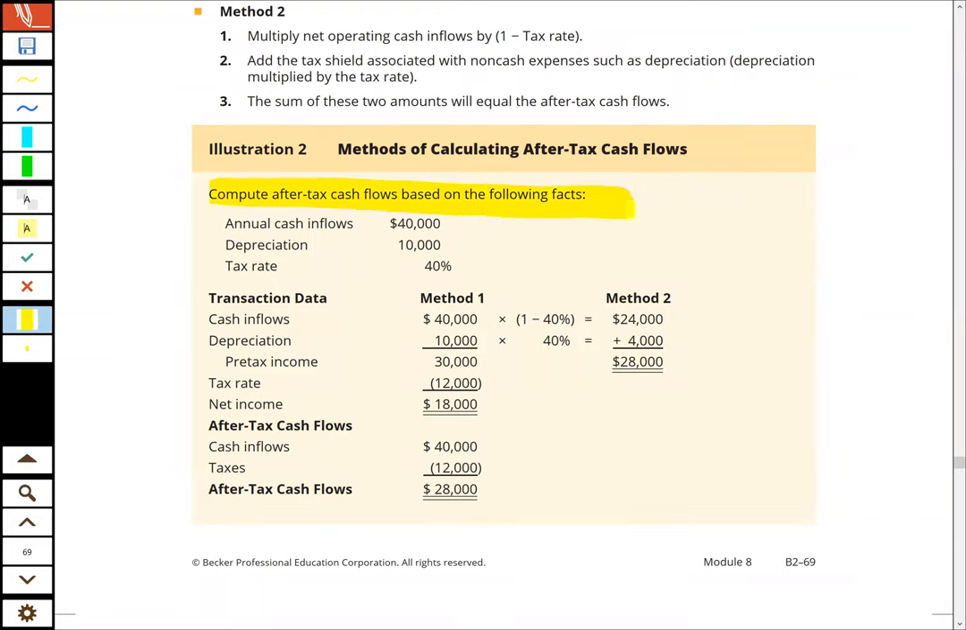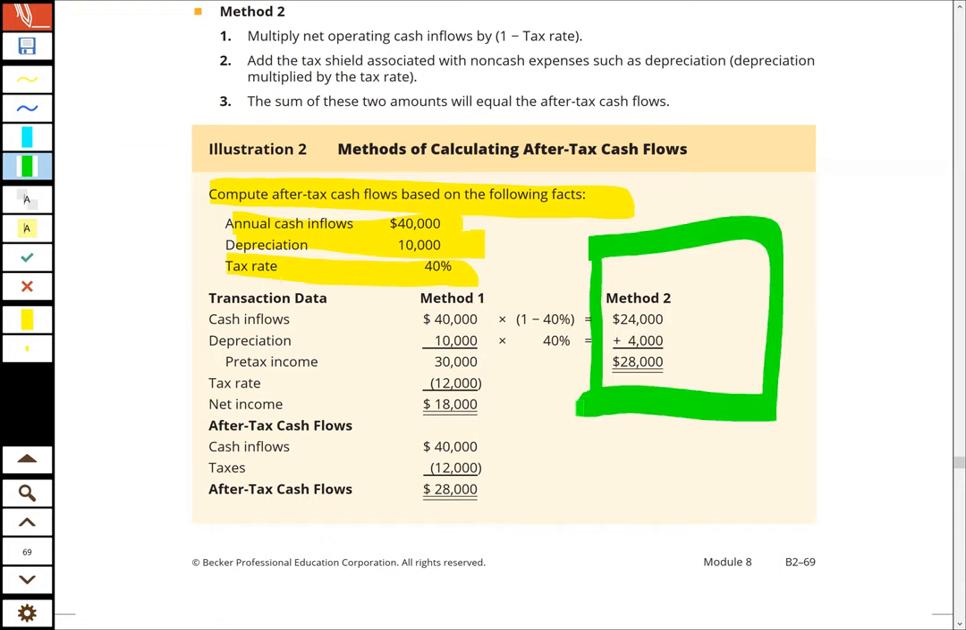We have annual cash inflows in this example of 40,000. The depreciation on that thing is 10,000. The tax rate is 40%. Now they show us two methods, and I'm looking at that and thinking, well, why wouldn't anyone just do method two? I'm not quite understanding why somebody would want to do otherwise. If I see a shorter method like that, as long as it's reasonable, I'm going to point to that one for you.